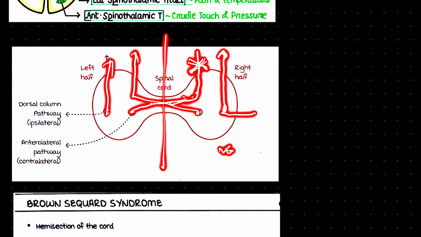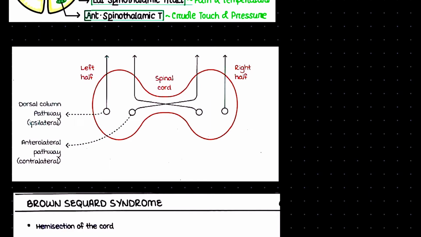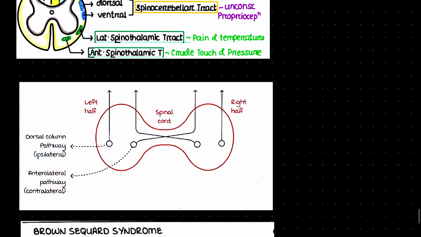That means on the opposite side, only the sensation that will not cross or that will not dissociate will persist. I think we are clear about these things a bit. Now, what are the sensations carried by the dorsal column pathway?